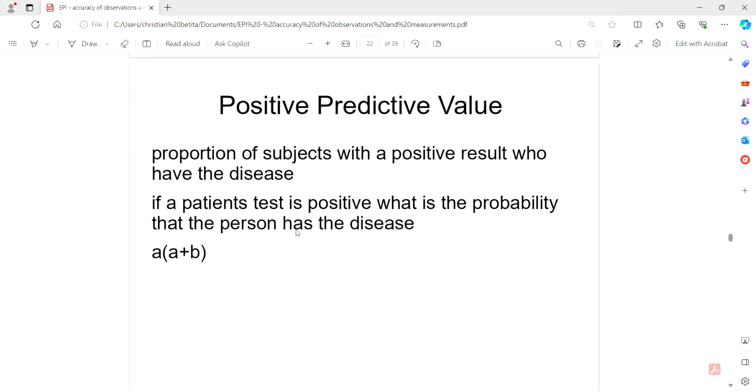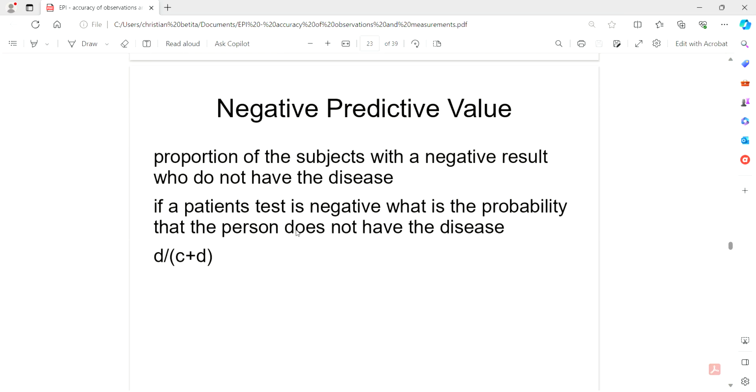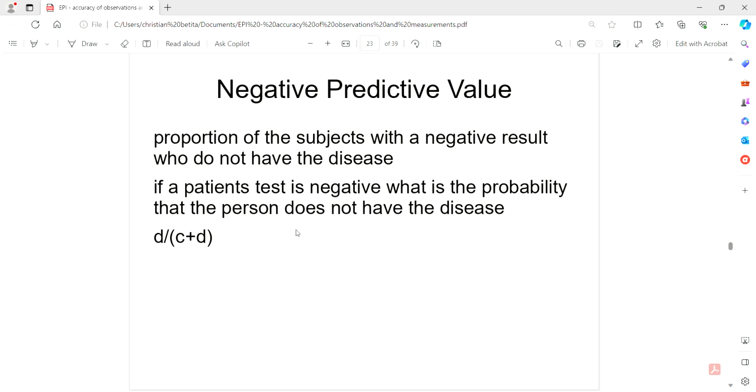Positive predictive value is the proportion of subjects with a positive result who have the disease. If a patient's test is positive, what is the probability that the person has the disease? And it is given by the formula A over A plus B. Negative predictive value is the proportion of the subjects with a negative result who do not have the disease. If a patient's test is negative, what is the probability that the person does not have the disease? And it is given by the formula D over C plus D.